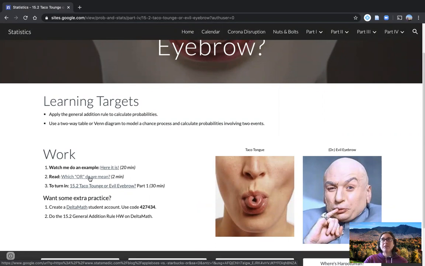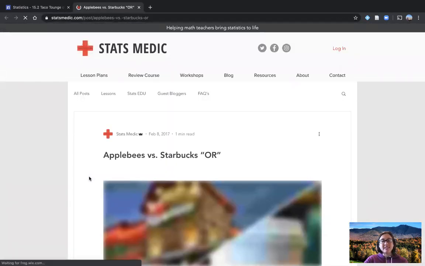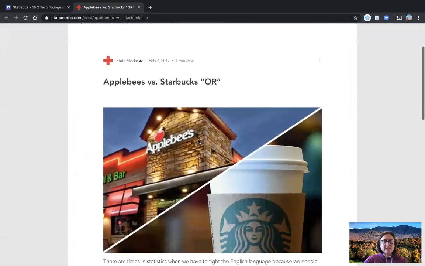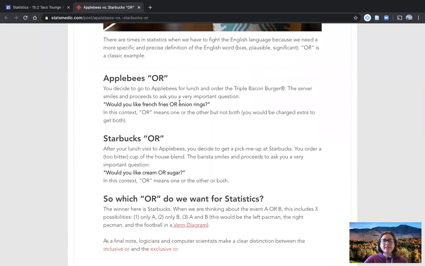So if I say the probability that someone owns a cat or a dog, you might say, well, there are a few different options for what that "or" can mean. So I found this post, it does a really good job of using a funny example to explain which "or" we mean. So Applebee's versus Starbucks. So down here they explain, if you go to Applebee's and you ask to order a bacon, you are asked maybe whether you want French fries or onion rings. So that's one type of "or."